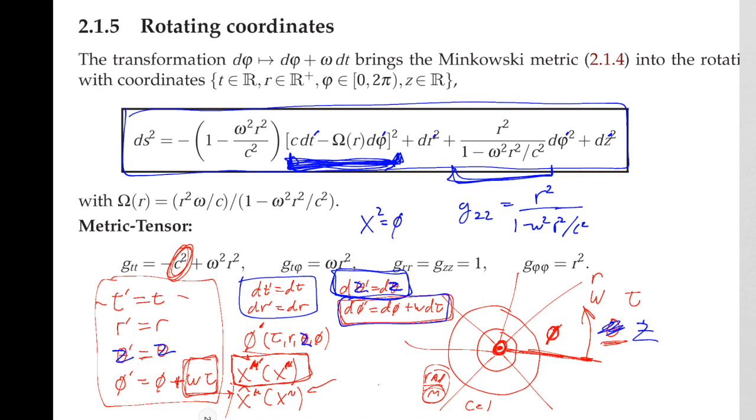So here you have g22 as a function of r again, but it's no longer just r squared. It's now r squared over some combination of things that could be positive or negative. This term here is always going to be positive, and so if r is big enough, g22 is going to go negative at some point.